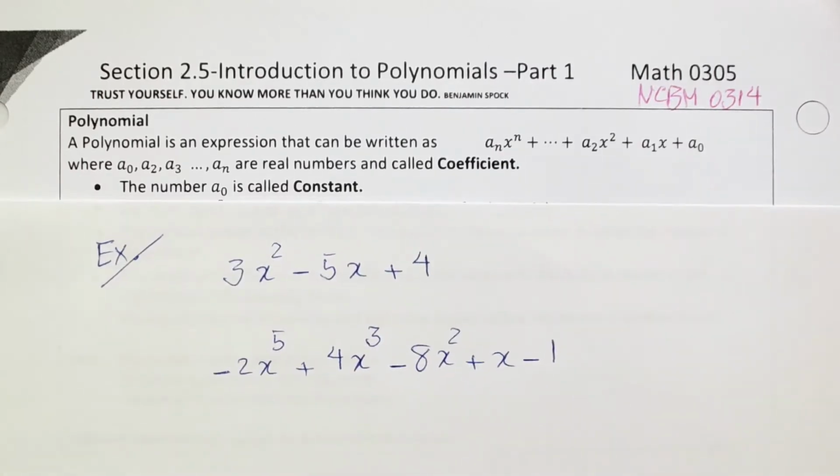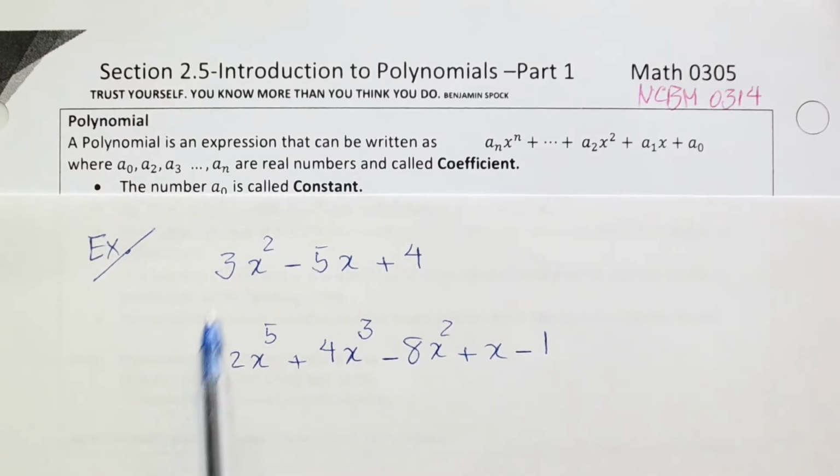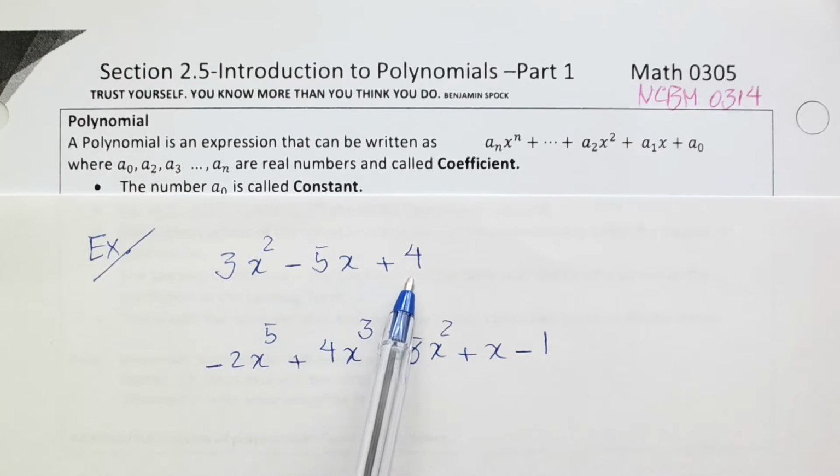Look at these two examples of polynomials. The first one, 3x squared minus 5x plus 4. Here 3, negative 5, and 4 are coefficients. The second example, negative 2, positive 4, negative 8, positive 1, and negative 1 are coefficients. 4 in the first example, because it doesn't have any variable, we call it constant. And in the second example, negative 1, we call that constant.